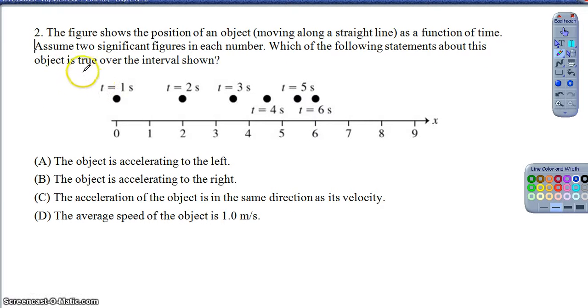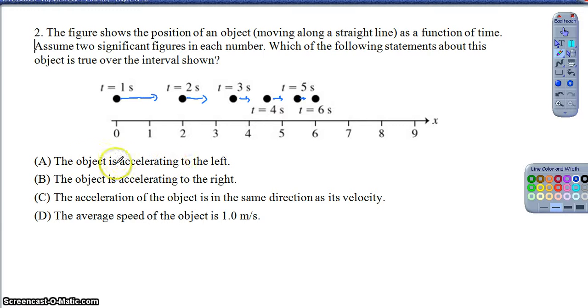Example 2 here, hopefully not too bad. There is maybe one or two little tricks to this question, so just make sure you're paying close attention. The figure shows the position of an object moving along a line, so it's giving us a pretty standard motion diagram, right? The only thing that they don't show us that normally I would encourage you to show us would be the velocity vectors as well. So if I was drawing those velocity vectors in, maybe they would be doing something more or less like that. But otherwise, a very standard motion diagram.